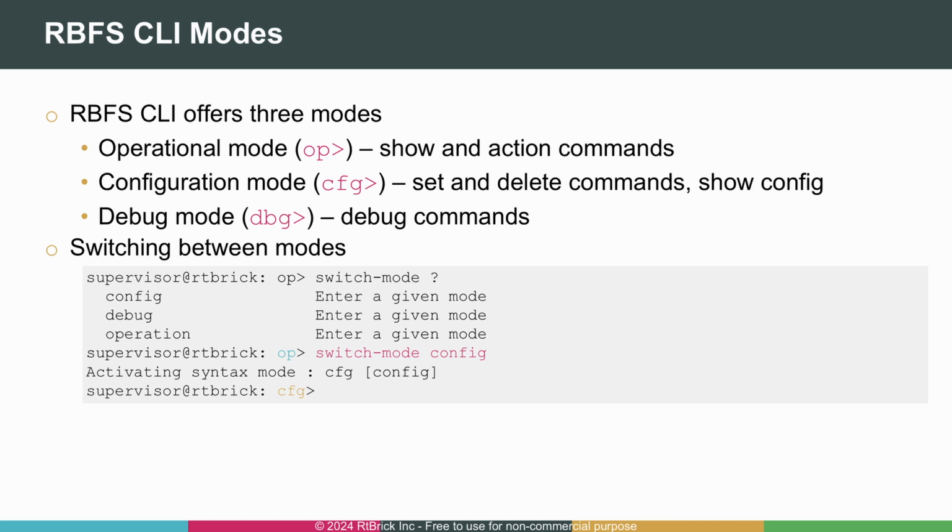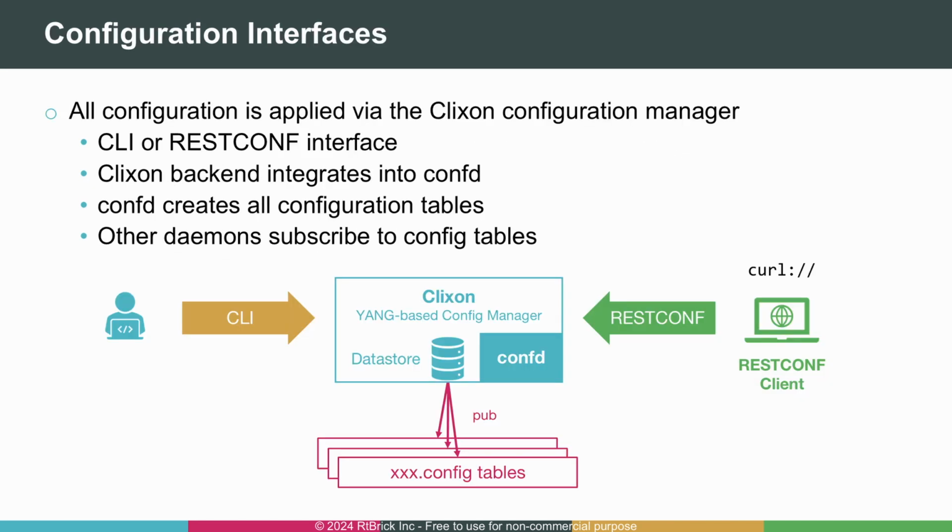The RBFS CLI follows a structured configuration approach. Configuration commands are initiated with set, and removed using the corresponding delete command. RBFS configuration is managed by the configuration daemon, which uses CLI as the configuration backend. CLI is a configuration manager built on Yang models. There are two main ways to interact with CLI, via the CLI, by starting the interactive RBFS CLI and switching to configuration mode, or via the RESTconf interface. In this video, we will focus exclusively on the CLI-based method.